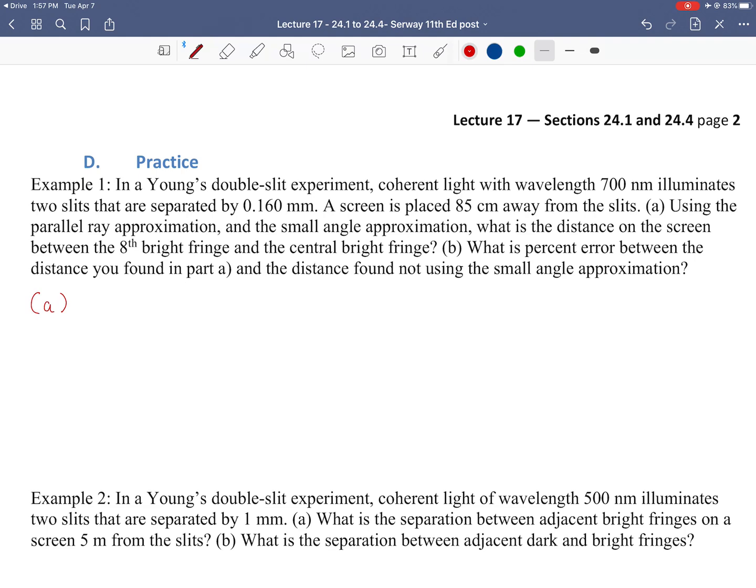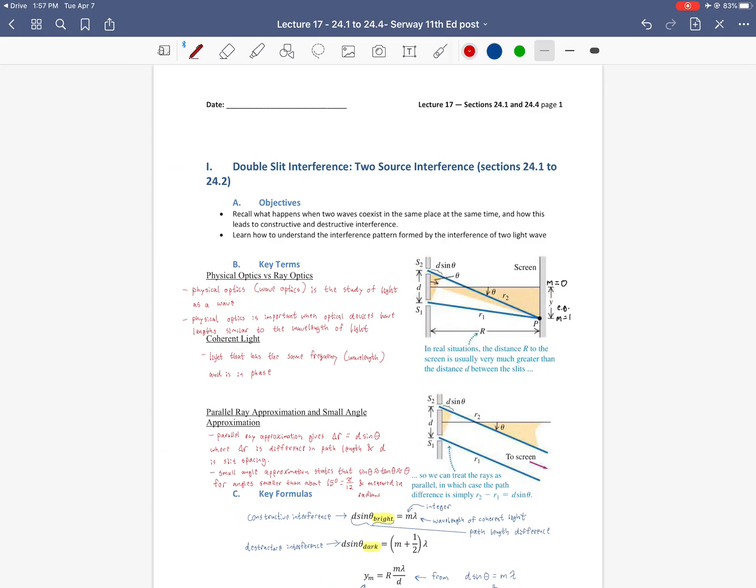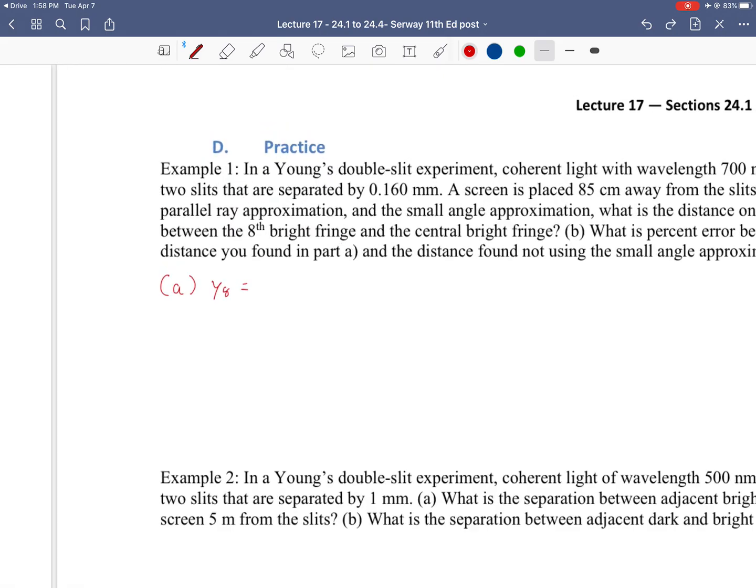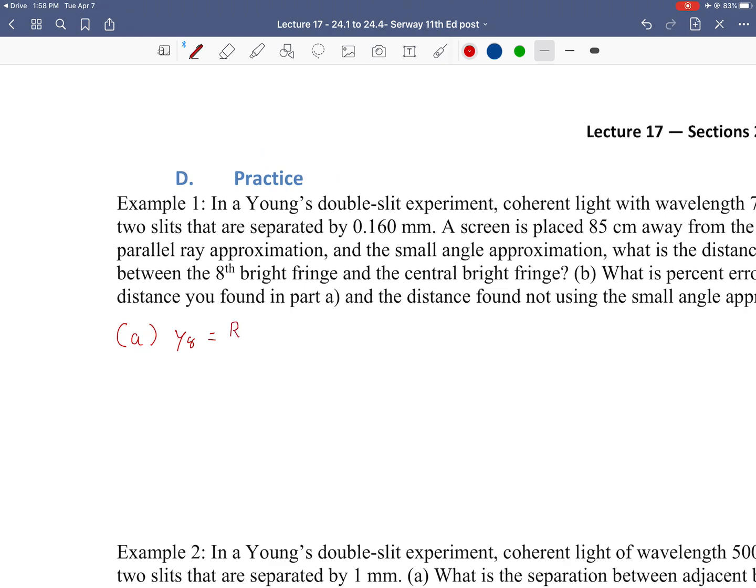In part A, it's pretty straightforward. It was the last equation I mentioned, that's the one we're going to use. So I want to use y8, and I'm going to set that equal to r times m lambda over d. So y8 is going to be r times m lambda over d, and in this case, m is 8.